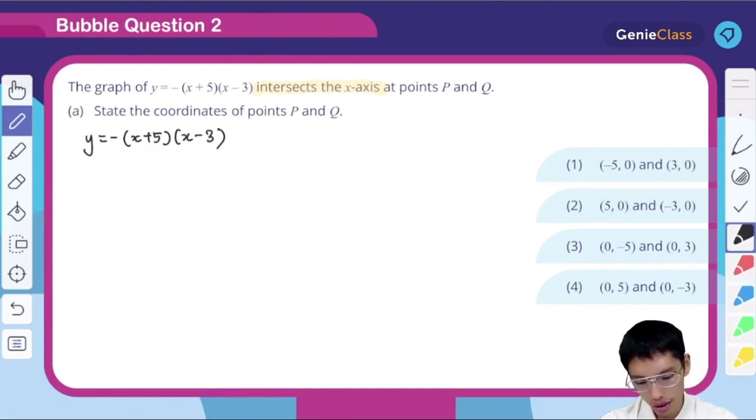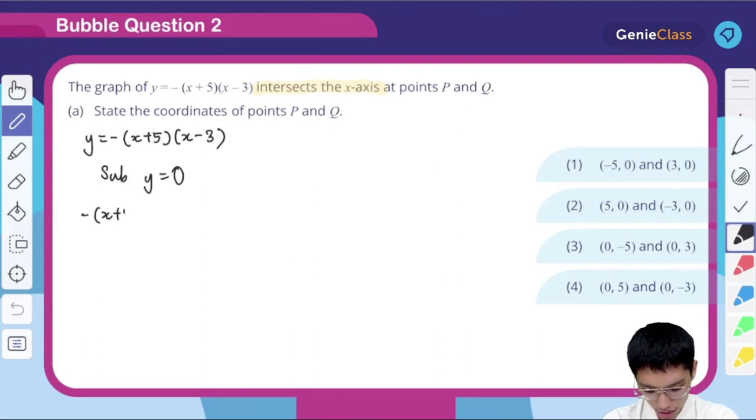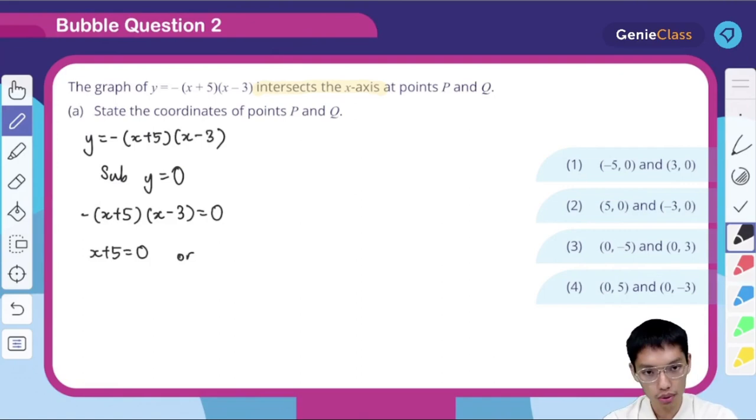But let's see. Intersect x-axis means what? You will have y value equals to 0. Now, because it's in the factored form, you just have this over here. This is your zero product principle. You're going to have either one of them is 0 or the other one is 0.